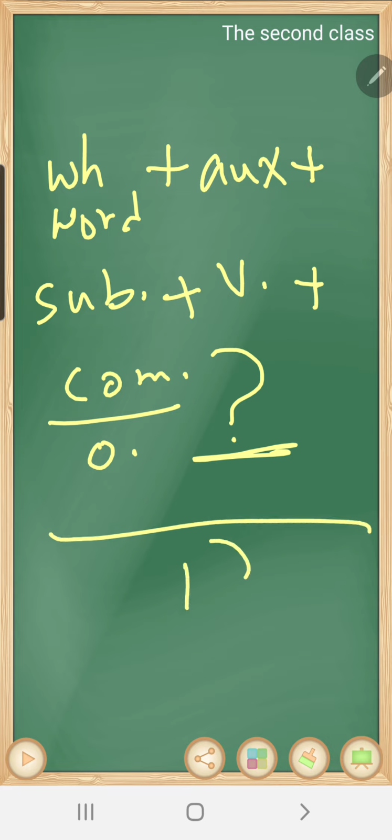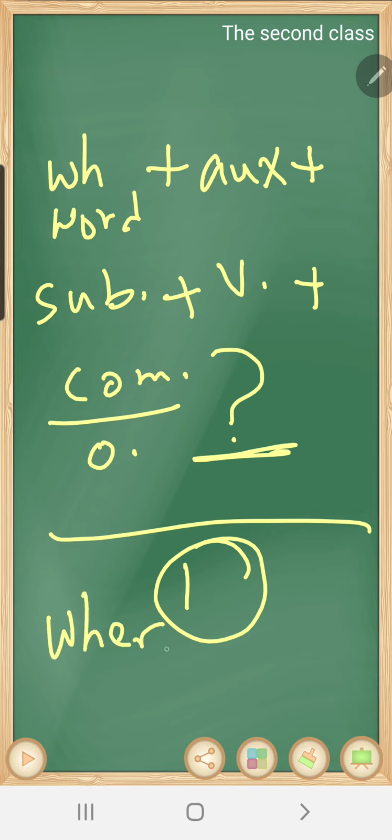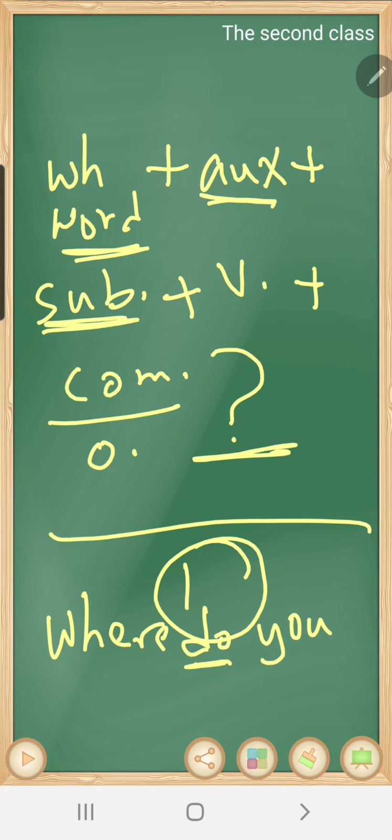This is rule number 1. Let's make examples about this rule. For example, if I ask you, where is the question word? Do is the auxiliary. You is the subject. Live is the verb.